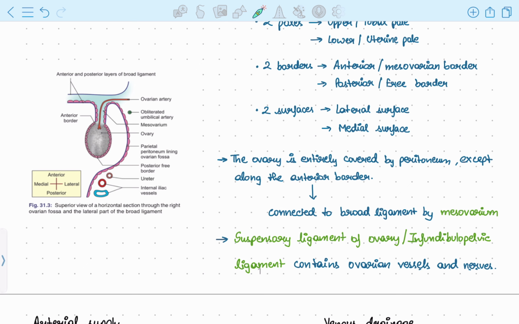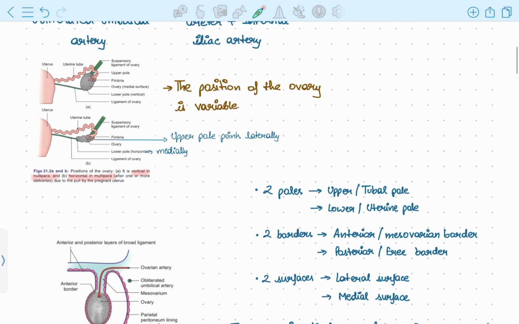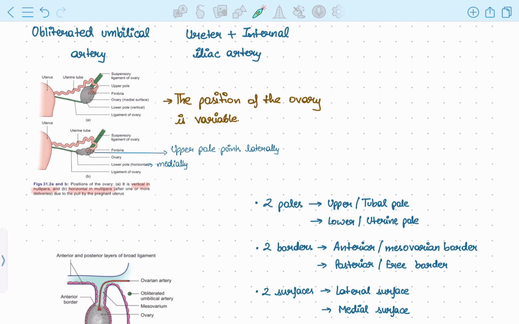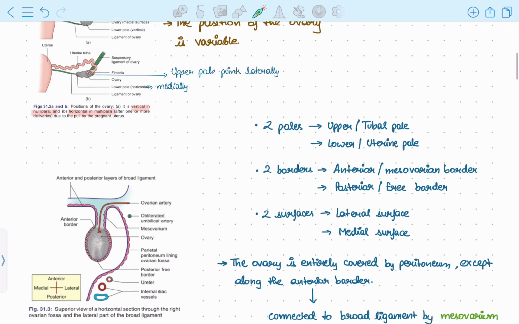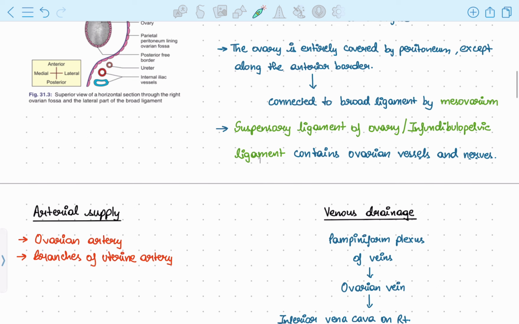Understood? Next, we have another ligament which is related to the ovary, that is the suspensory ligament of ovary, also known as the infundibulopelvic ligament. We can see in this diagram, here the suspensory ligament of ovary is connected to the ovary, also known as the infundibulopelvic ligament. Now, in this ligament, what is there? In this ligament, we have ovarian vessels and nerves. We have the ovarian vessels and nerves in the suspensory ligament of ovary.